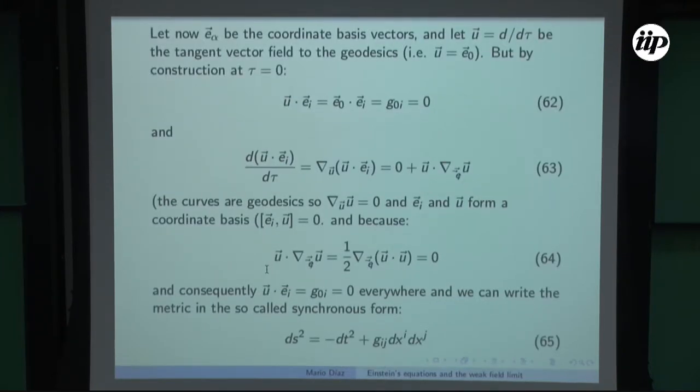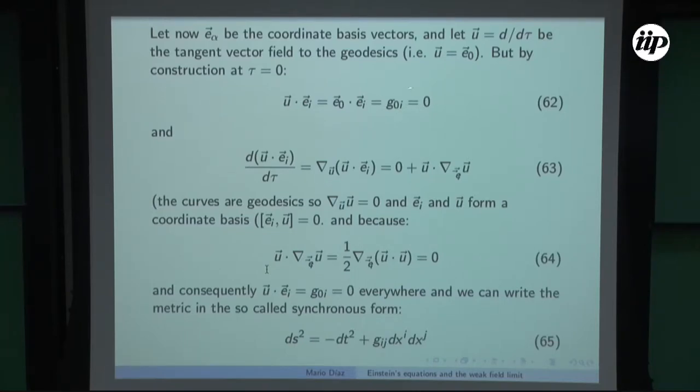Now, if we take e0 to be the coordinate basis vectors and let U be the derivative with respect to tau, it's a tangent vector field to the geodesics. That's the reason we're using tau, the parameter along the geodesics. For example, U is e0. But by construction, the scalar product of U with e_i, the other elements of the basis, is going to give us g0i equal to 0.